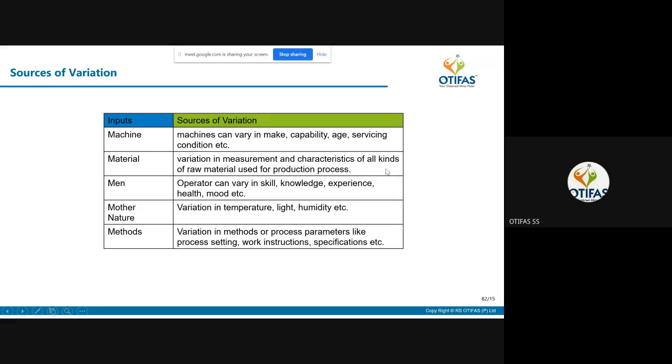Material can vary, like raw material used and production process, etc. And men, the operator, can vary in their skill, knowledge, experience, health, mood. Everything can happen, even mood, that may create a variation. He had a fight with his boss, or somebody had a fight with his girlfriend, whatever it may be. It affects the productivity, it affects the entire production. It happens. Mother nature, we call it environment: variation in temperature, light, humidity, etc. Now the methods: variation in methods or process parameters like process setting, work instruction, specification, etc. These are the ways variation can happen.